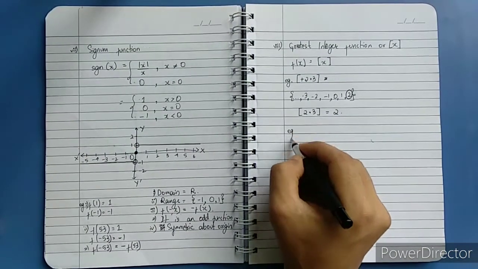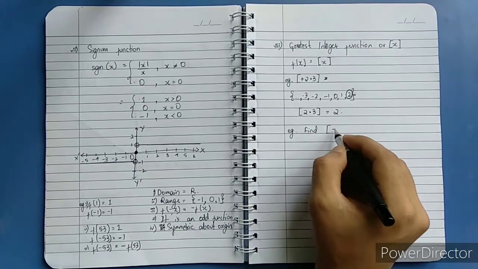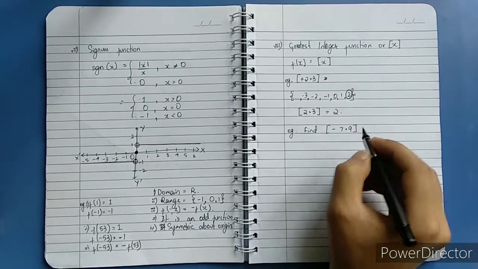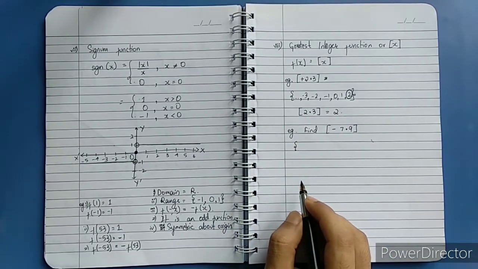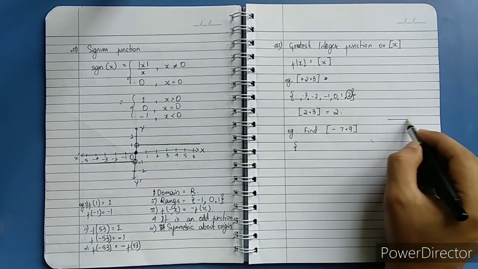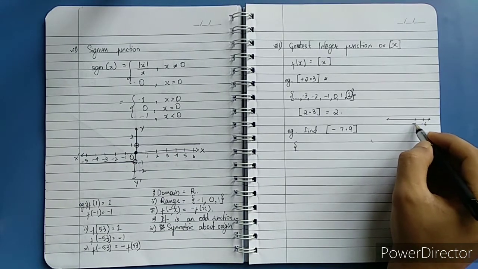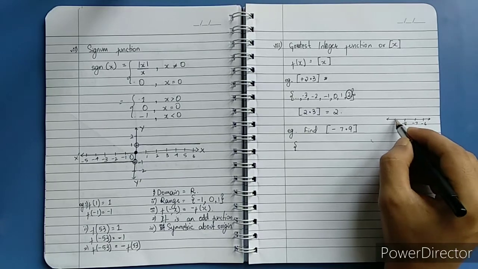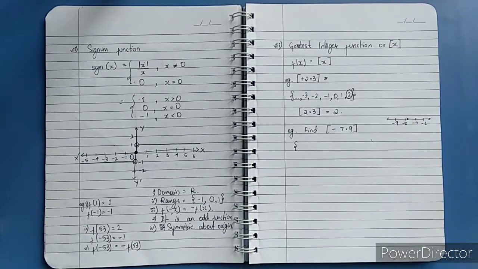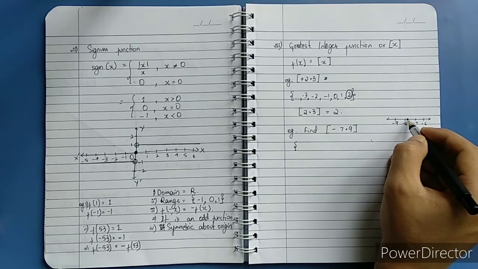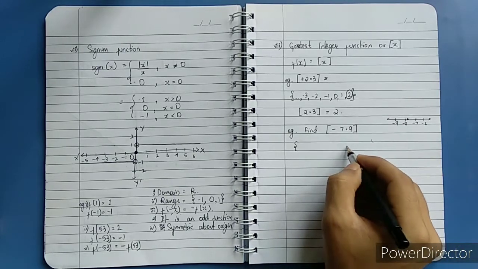Another example, let's say find box of minus 7.9. So the set of integers that is less than minus 7.9. See, where does minus 7.9 lie on the number line? This is say minus 6, minus 7, minus 8, minus 9. So minus 7.9 lies somewhere over here. So the integers that are less than minus 7.9 are minus 8, minus 9, minus 10 and so on.